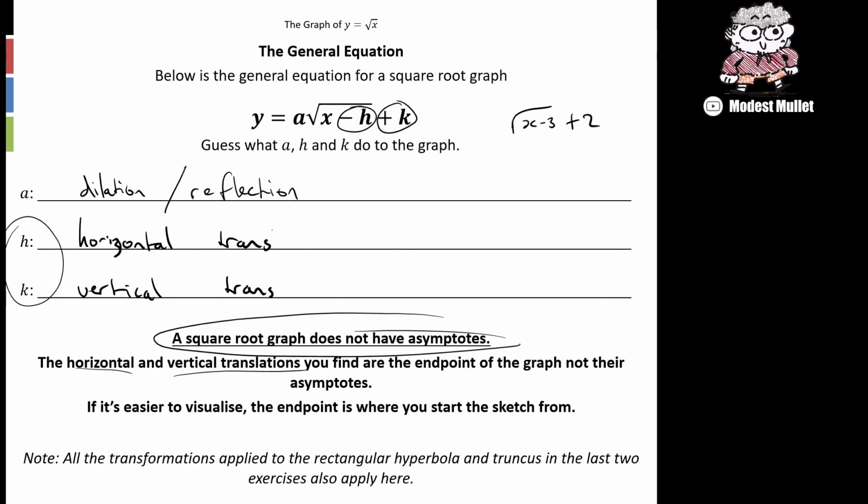It's easiest to find or visualize that endpoint first and then draw your graph from that. So everything we're going to do is about identifying what our h and k values are, and then go from there.